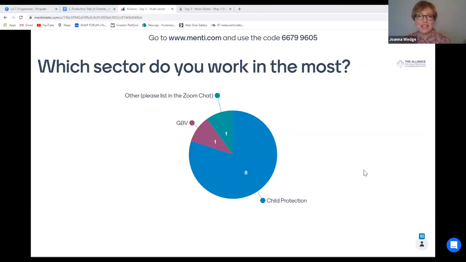The Alliance strategy. So here we ask, which sectors have you been working in the most, which components of the protection sector? And the vast majority of you who answered, only 10 though, are child protection, with GBV, and maybe in the Zoom chat we'll see protection being the other component. So that poll stays open.